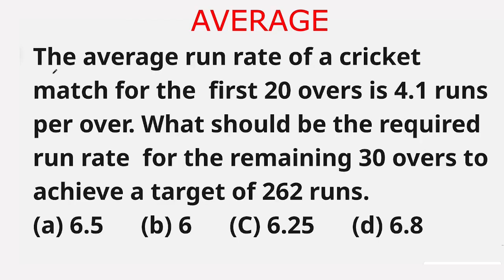Our question is, the average run rate of a cricket match for the first 20 overs is 4.1 runs per over. What should be the required run rate for the remaining 30 overs to achieve a target of 262 runs? The given options are option A 6.5, option B 6, option C 6.25, option D 6.8.